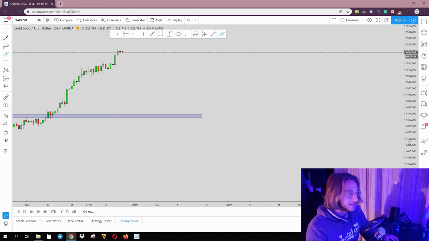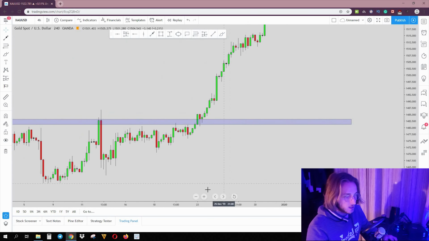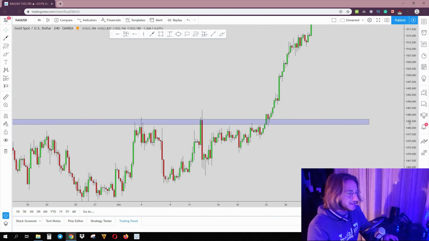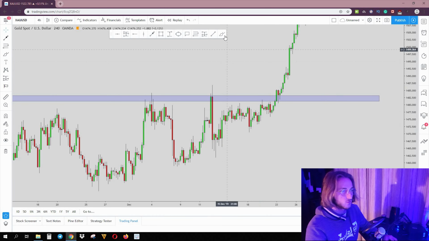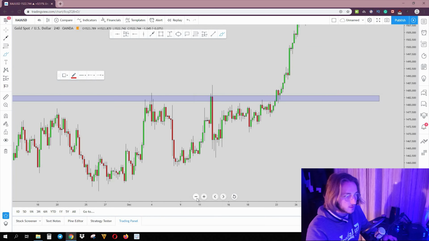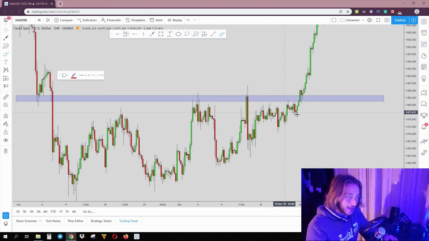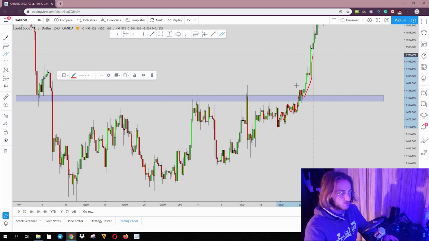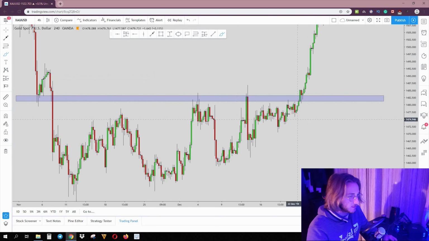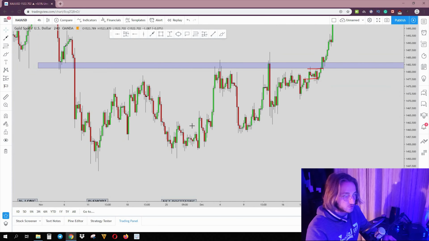Why didn't we take the short? For the simple fact that the market never gave us any kind of confirmation. The market never changed environment and also structure, because as you can see, the market just kept creating higher highs. Then here it just broke to the upside and exploded to the upside. But from this level, you can see that overall the market was creating higher highs and higher lows, never really breaking the structure to the downside.